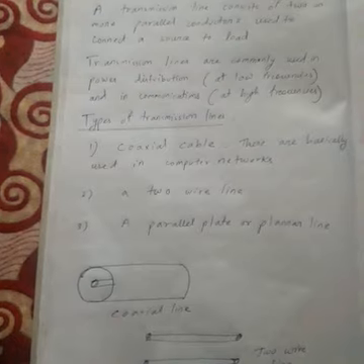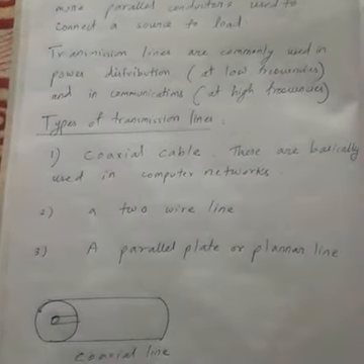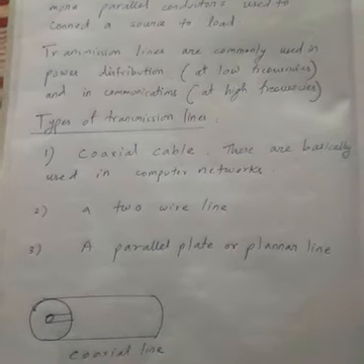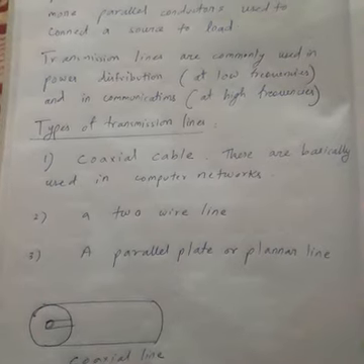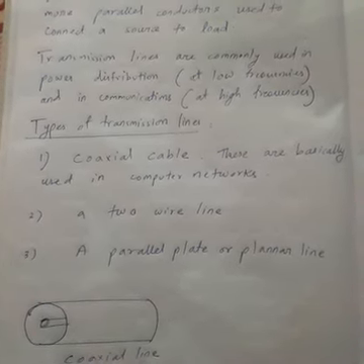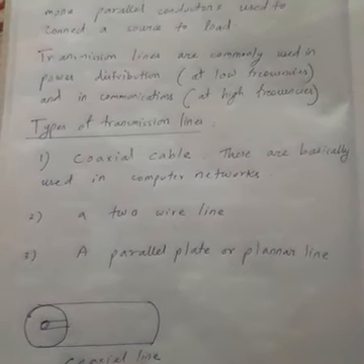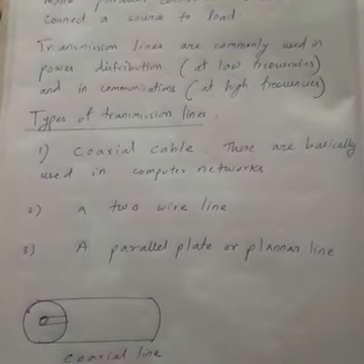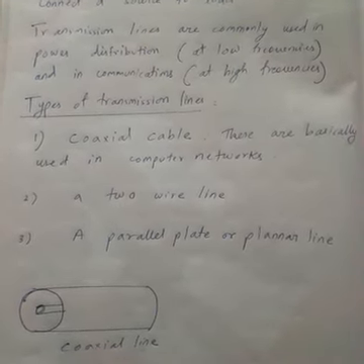Okay, so now let us look at the various types of transmission lines. Many types of transmission lines are there. We basically cover the following types. What is the first type of transmission line? Coaxial cable. Coaxial cables are basically used in computer networks. What is a coaxial cable? Coaxial means it is in the form of a cylinder: two cables that have a common axis, formed in the arrangement of a cylinder. Similarly, the second type of transmission line is a two-wire line. The third one is a parallel plate or planar line.